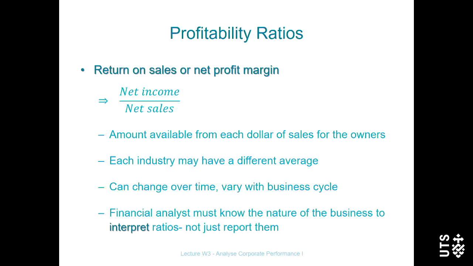Most ratios won't have a threshold, so I wouldn't say this is good if it's below or above this number, but most of them have a clear direction. And the direction that you want in this one is the higher the better, right? The higher the net profit margin, the better.